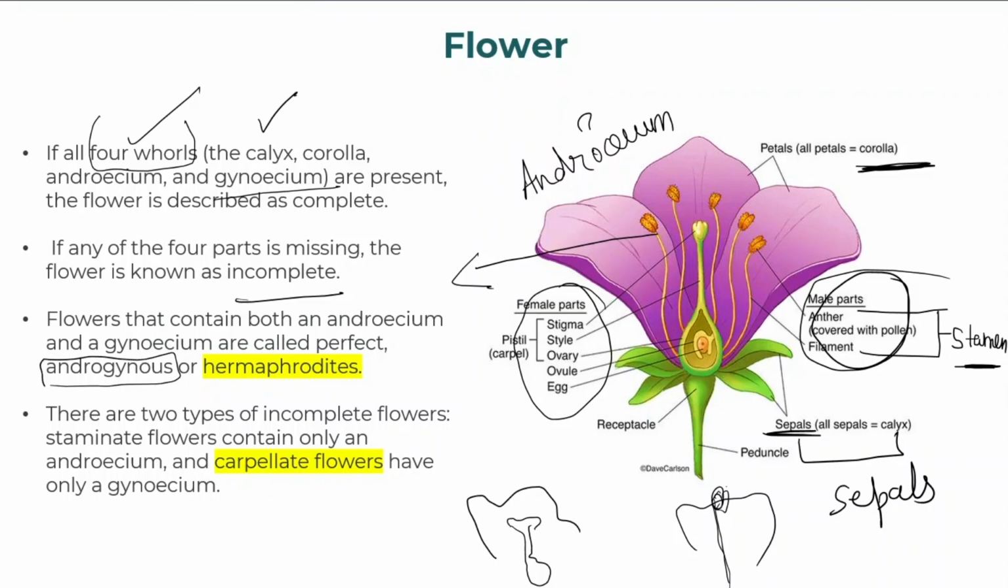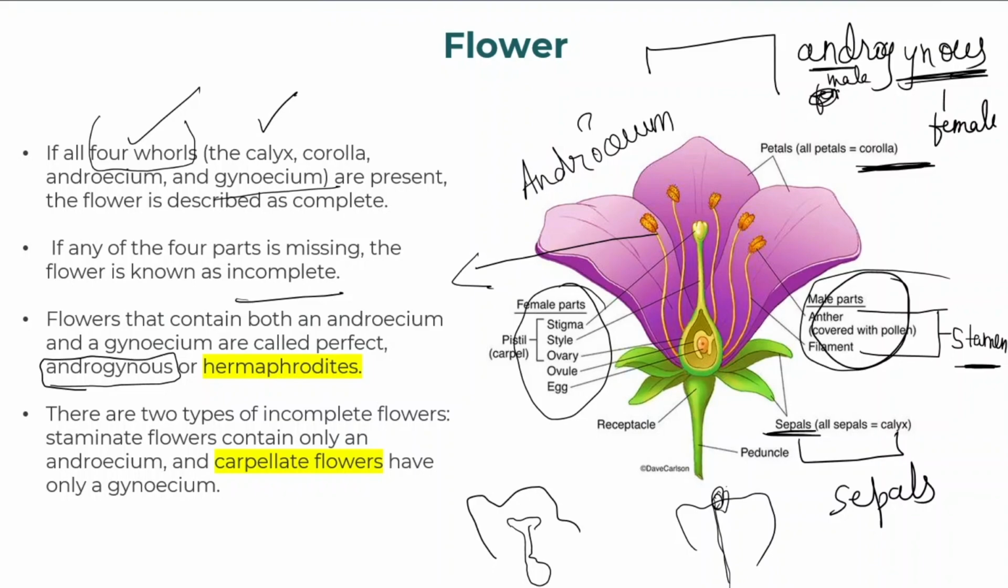This is very important because this has been asked in many different ways. A flower having both androecium and gynoecium is known as androgynous, because andro indicates the male part, and gynous indicates that it has a female part too. So the male part and the female part together in a flower is known as androgynous or hermaphrodite. Remember that. It is also known as hermaphrodite.